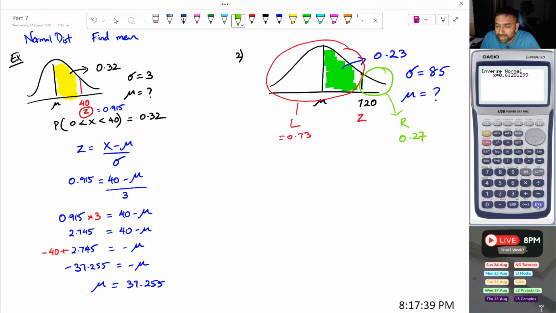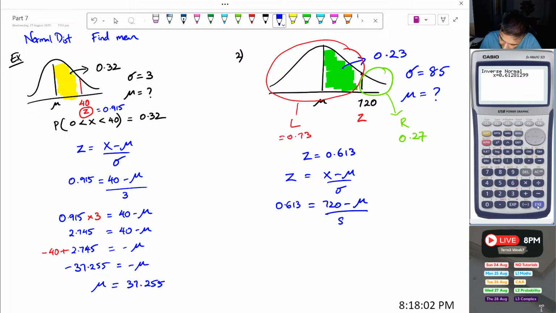And there is my Z value, which is 0.613. So my Z value is equal to 0.613. Then Z is equal to X minus the mean over the standard deviation. So I've got 0.613 equals 720 minus the mean, divided by 85.